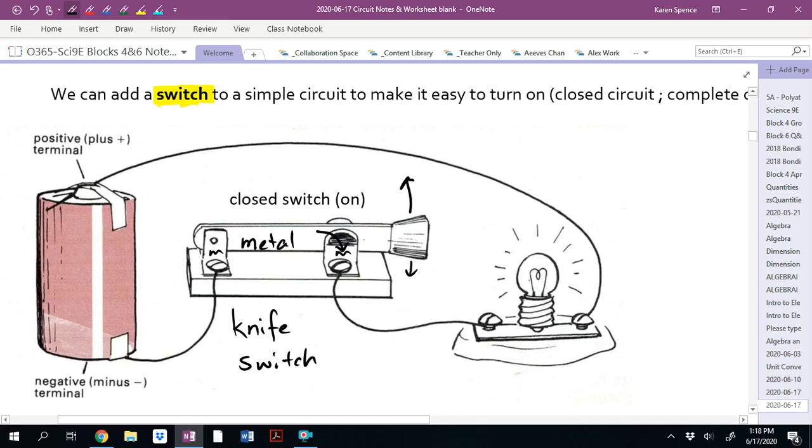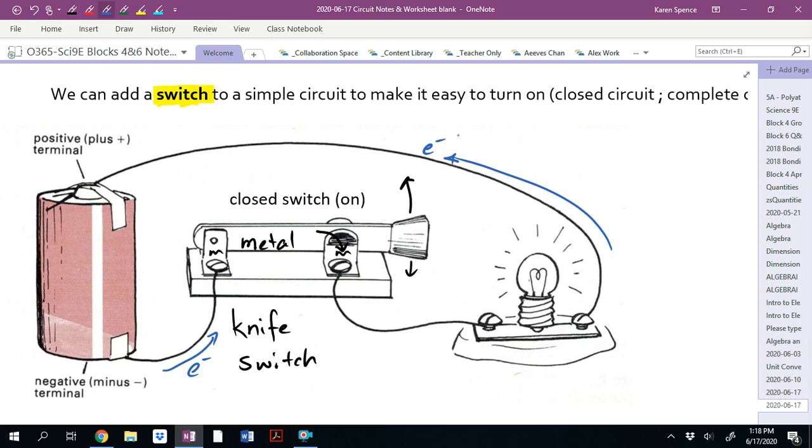Now, which way would the electrons flow? Let's see. Electrons flow from negative to positive. So the electrons would flow this way. They would flow in a counterclockwise direction. That would be our electrons flowing.